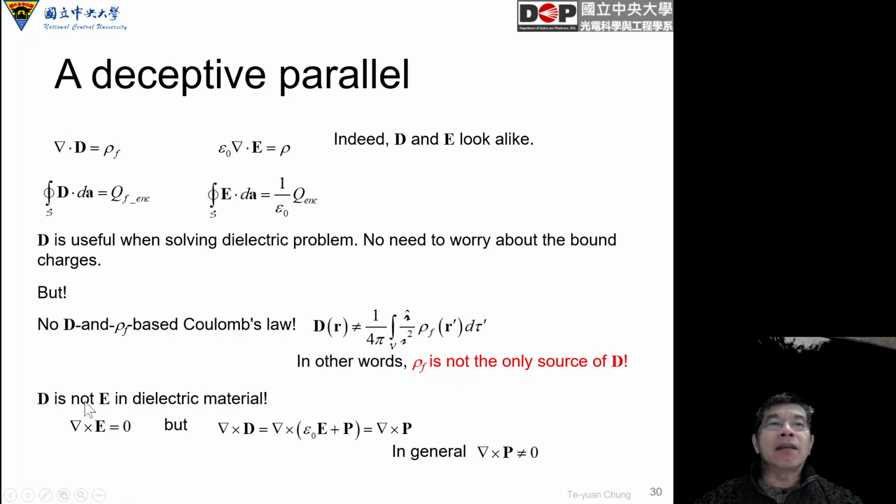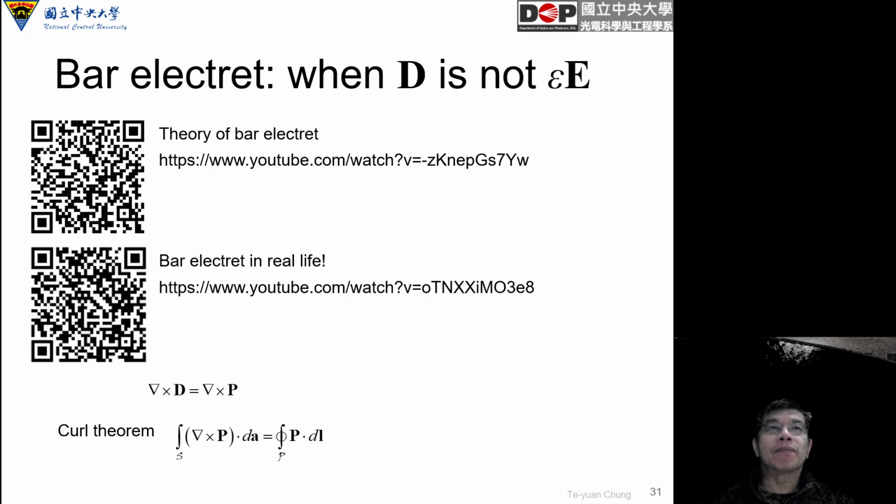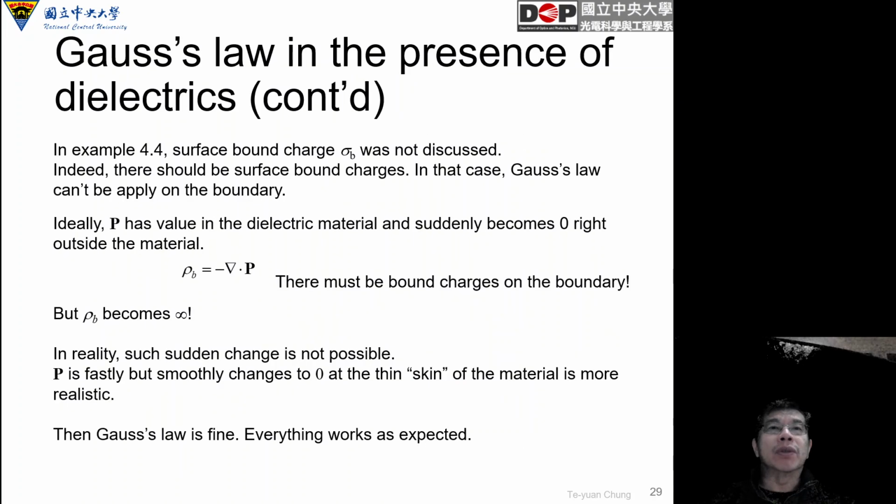And in fact, when we take the curl of the electric field, it'll be 0. But when we take the curl of D, we actually end up with curl P. And in general, curl P is not necessarily 0. That's the thing. So even though the relations look very much alike, they are not the same. D is not another form of the electric field. So be careful.